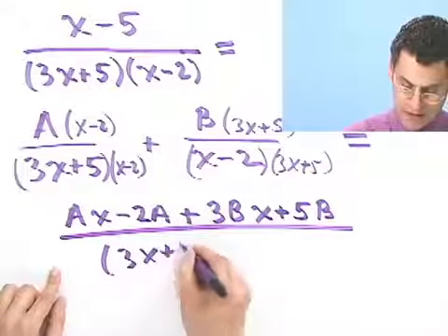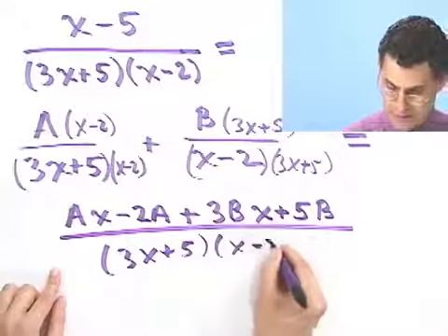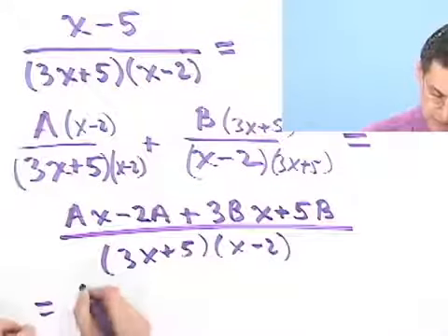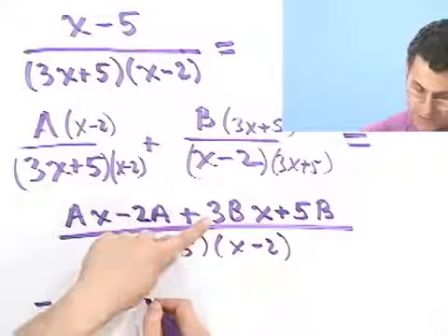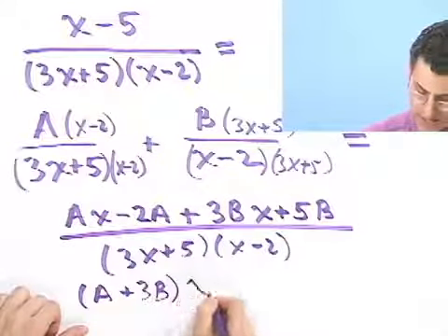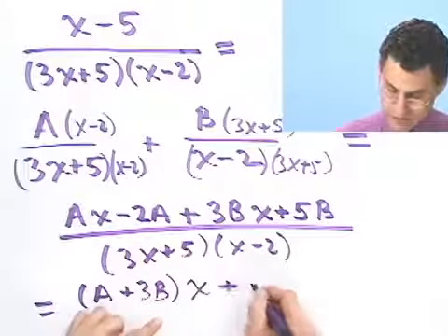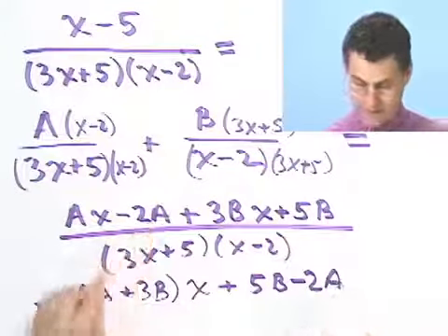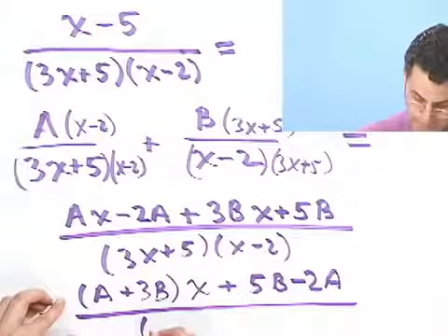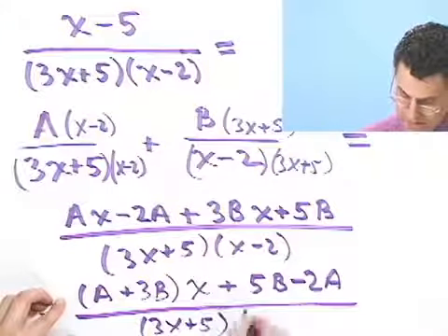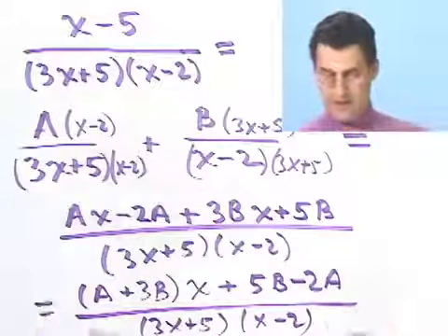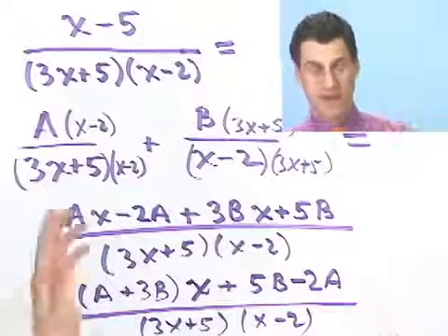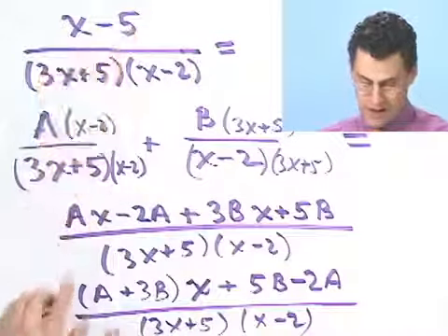I'm not going to multiply that out. I'm just going to write it out like this. And actually, I can combine these x terms here, and what I'd see is A plus 3B all times x, and the constant terms are 5B minus 2A, all over the bottom, 3x plus 5 times x minus 2. Okay, so that's what we get when we take these two fractions and add them. But I know what the answer should be. It should be x minus 5. And this is what I have.